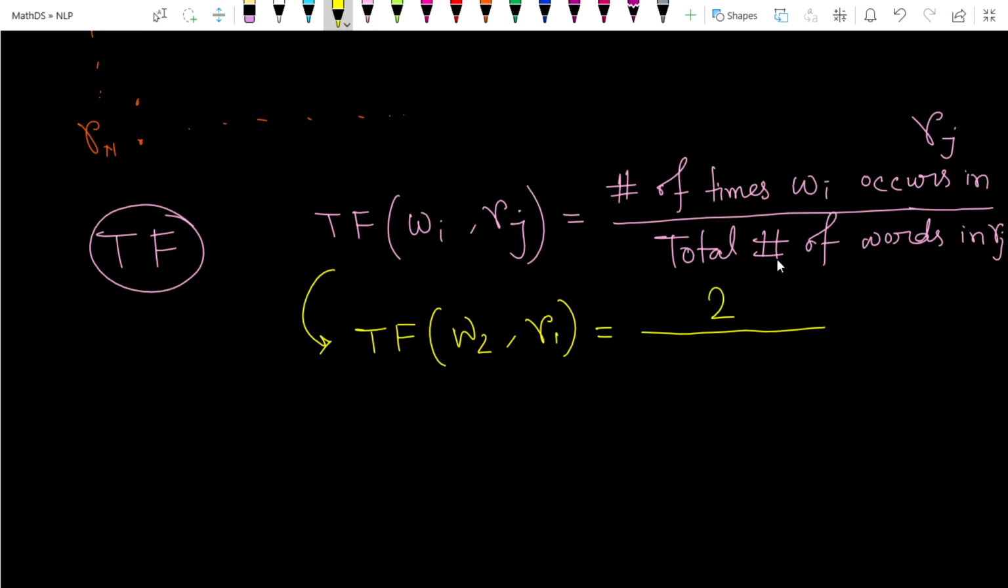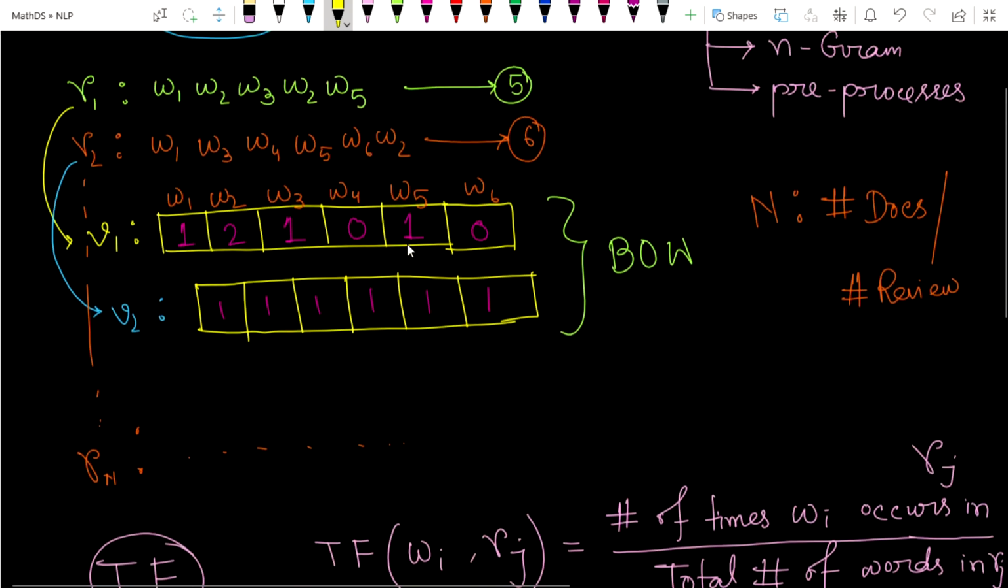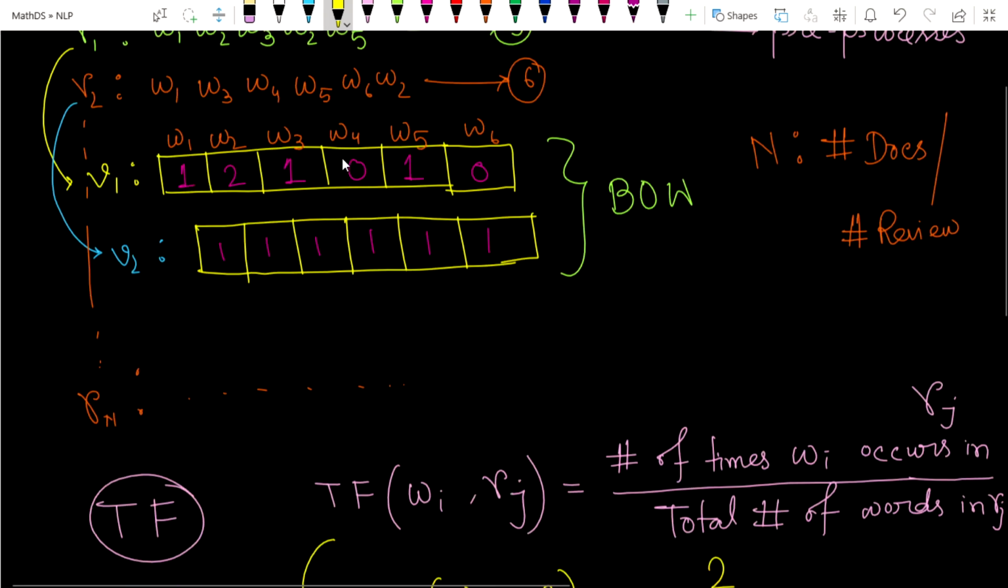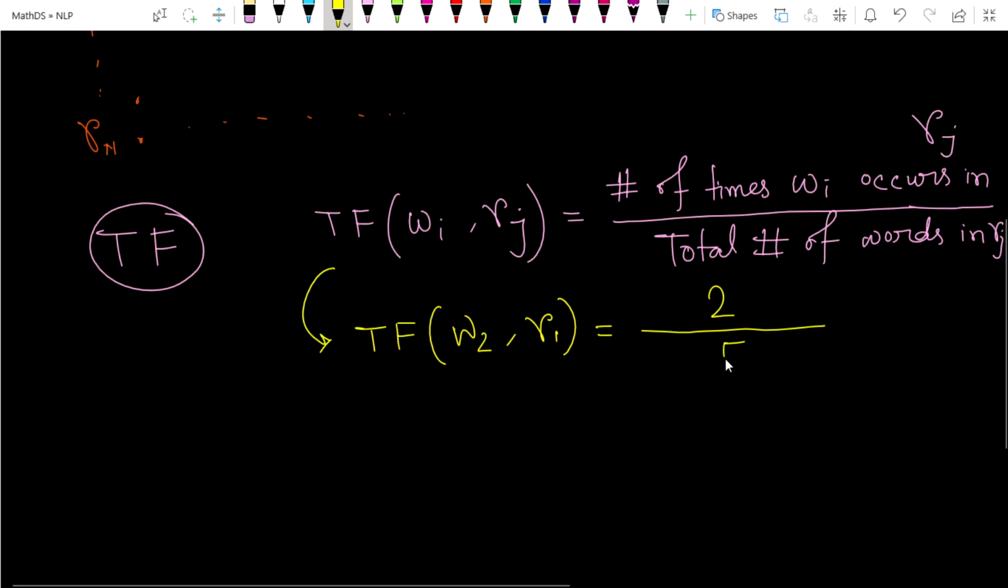In the denominator, the total number of words in the review J, which means the total number of words in this review R1. How many words do we have? 1, 2, 3, 4, 5. Total 5 words. So this will be the TF for the word W2 and for the text R1. It will be 2 by 5. So the term frequency here will be 2 by 5.